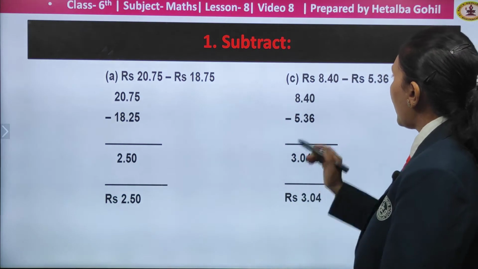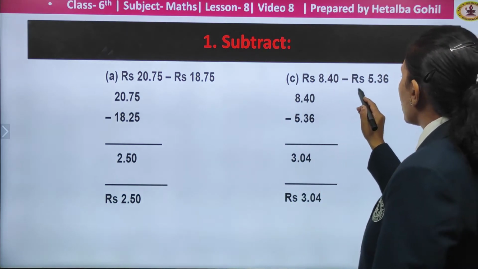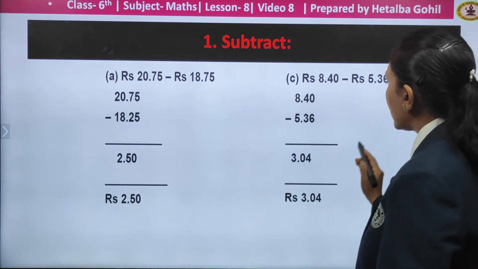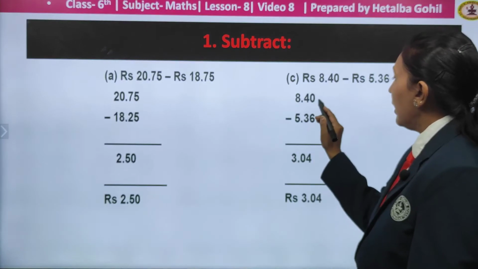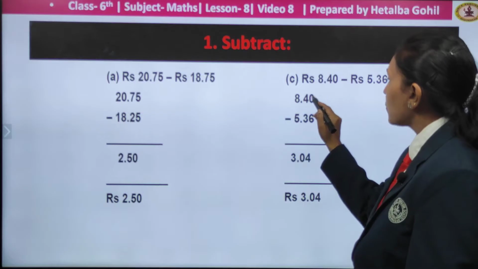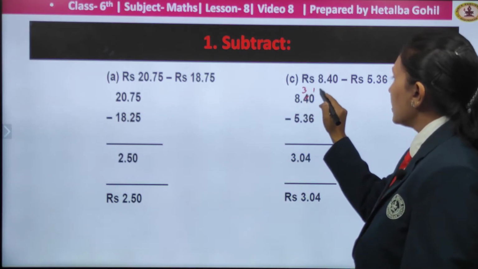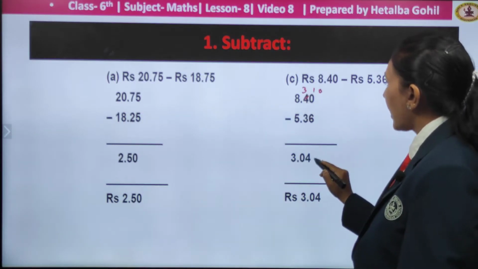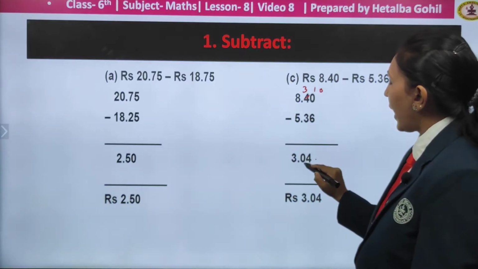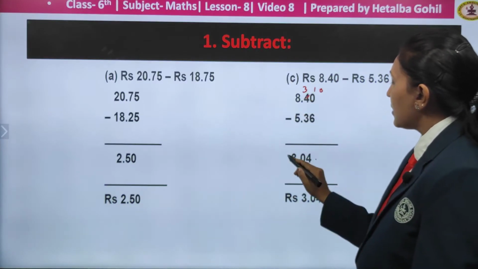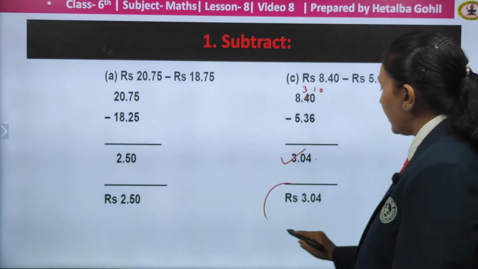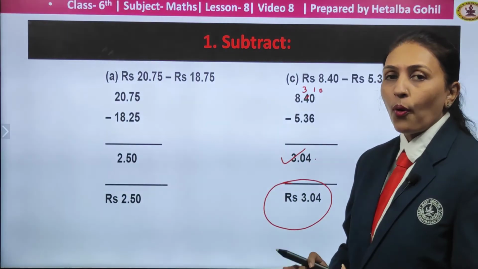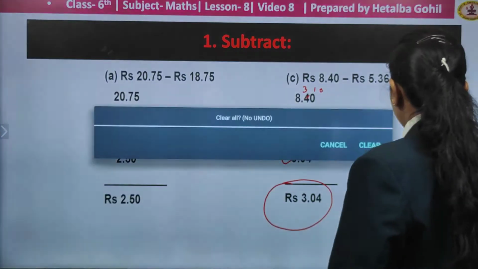Similarly, the next one we have rupees 8.40 minus rupees 5.36. So here you can see I have lined up according to the decimal. Now I cannot subtract 6 from 0, so I will borrow from here. So we will have 10, 10 minus 6 I get 4, 3 minus 3 I get 0, and 8 minus 5 I get 3 over here. So my answer finally, the left out, is rupees 3.04.